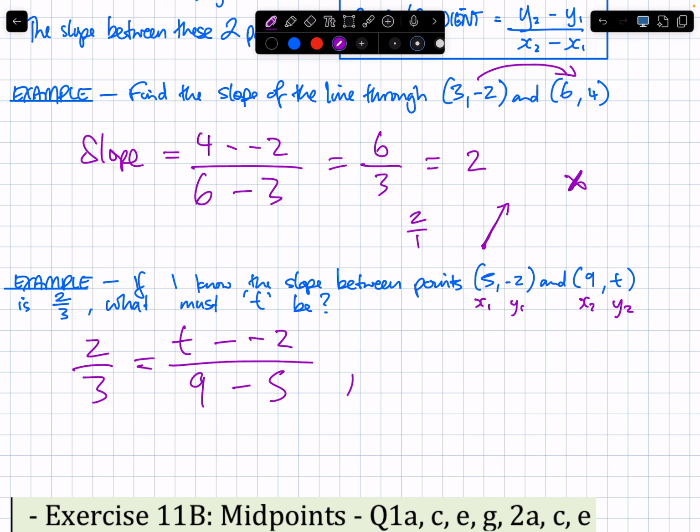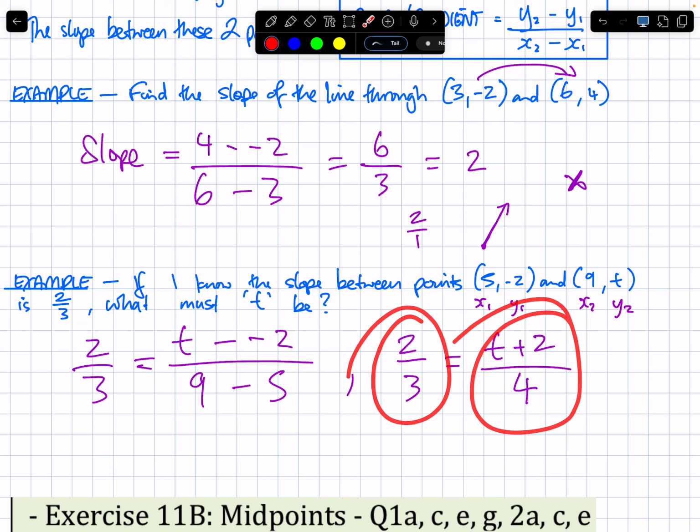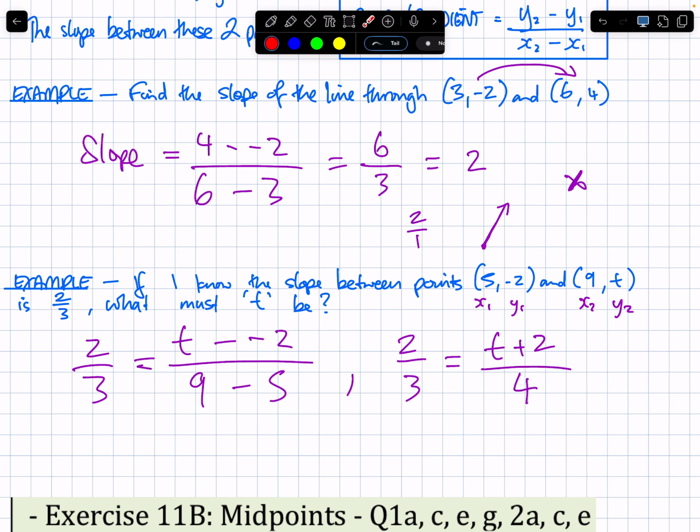What's that transfer to? I didn't do anything with the 2/3. What's t -2 going to be? What do the 2 minuses become? Plus, so it's going to be t plus 2 over 9 minus 5, which is going to be 4. Now remember back, it probably would have been week 1 or week 2. If I have a single fraction on one side and a single fraction on the other, what was that cancelling thing that we did? Cross multiply, yeah?